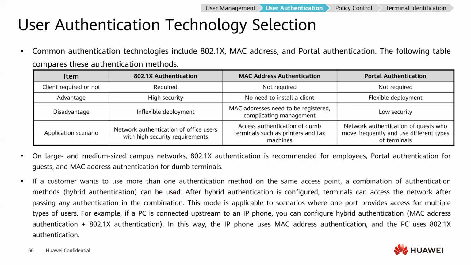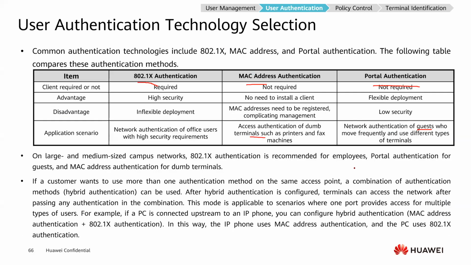And you need to choose different authentication methods for different users. For the office user, you use the first one. For the dumb terminal, you use the MAC address. For the guest, you use the portal authentication. Or you can use a mixed authentication method on your network.